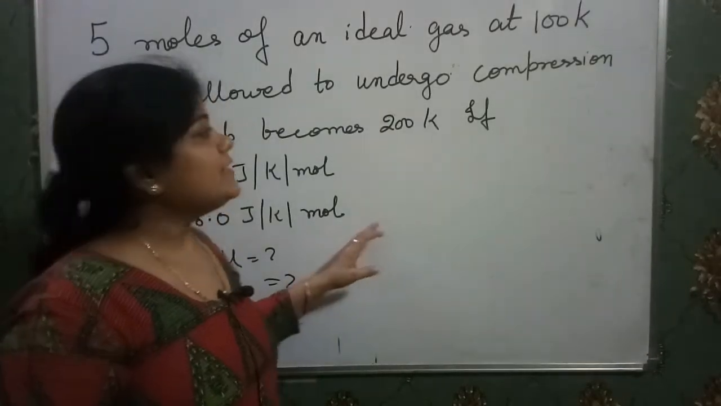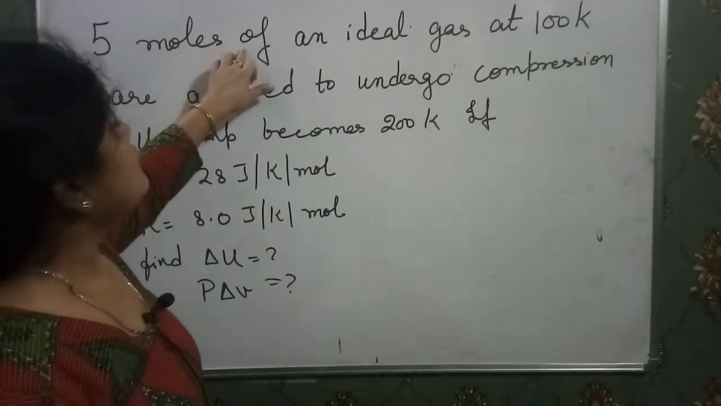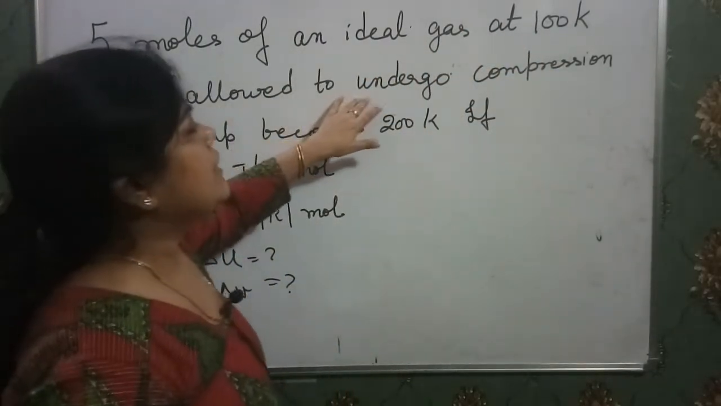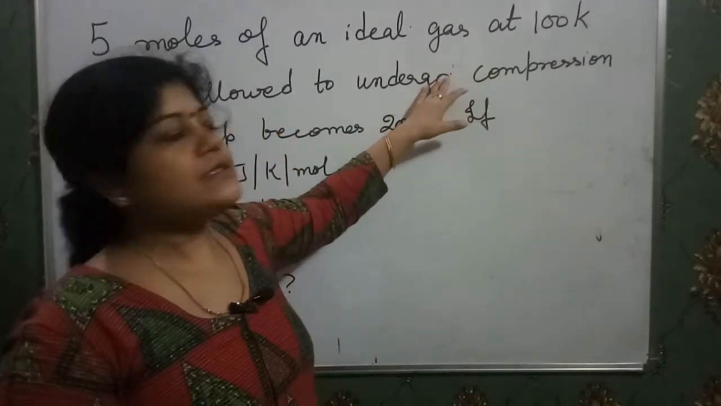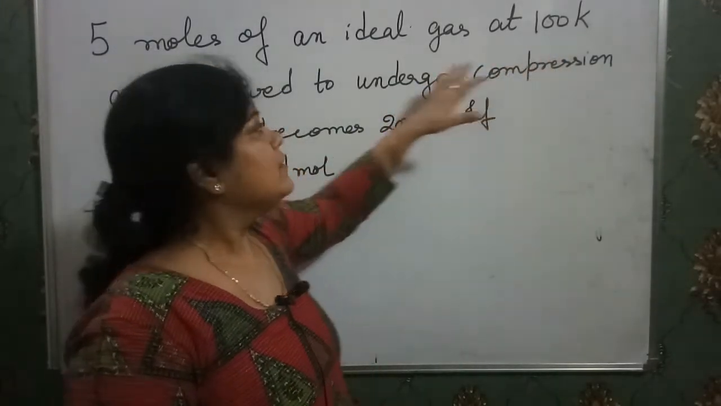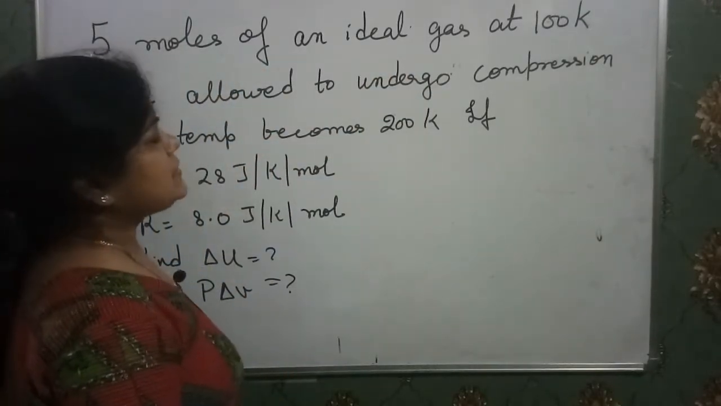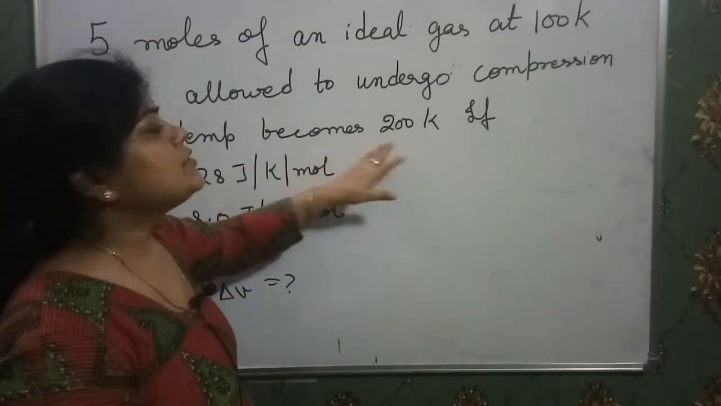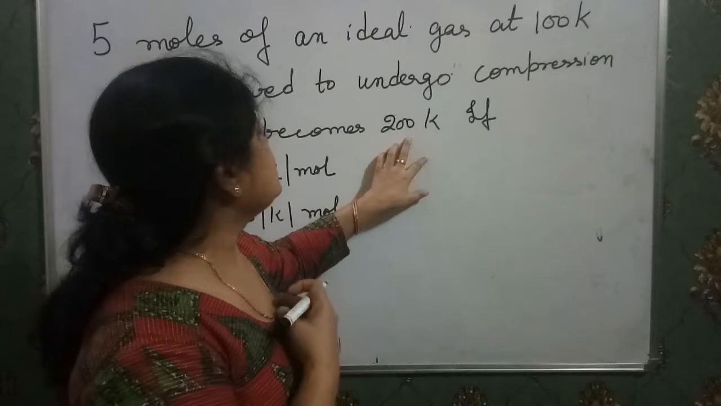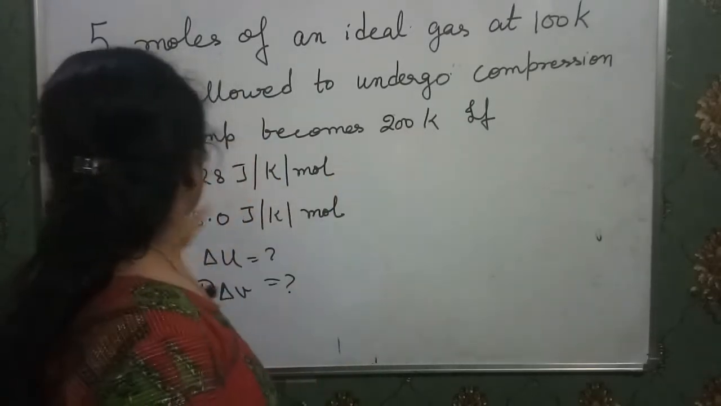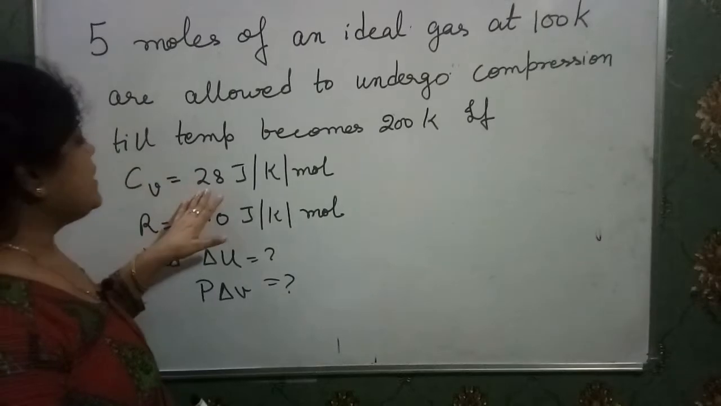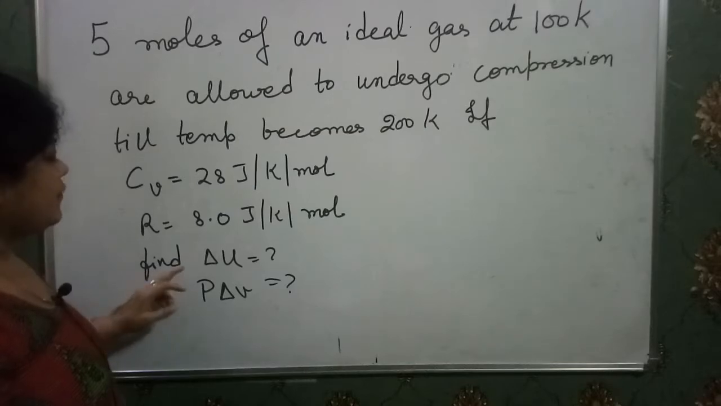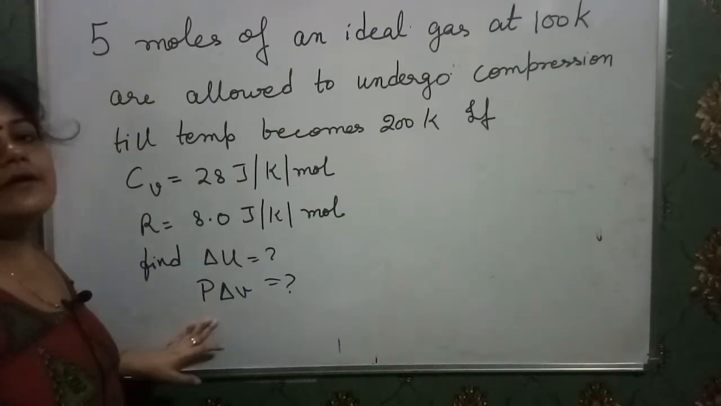Now, the question in front of us is: 5 moles of an ideal gas at 100 Kelvin are allowed to undergo compression. There is a gas at temperature 100 Kelvin with 5 moles, and it undergoes compression until its temperature changes to 200 Kelvin. If Cv is 28 joules per kelvin per mole and the value of R is also given, we have to find the change in internal energy and work done.